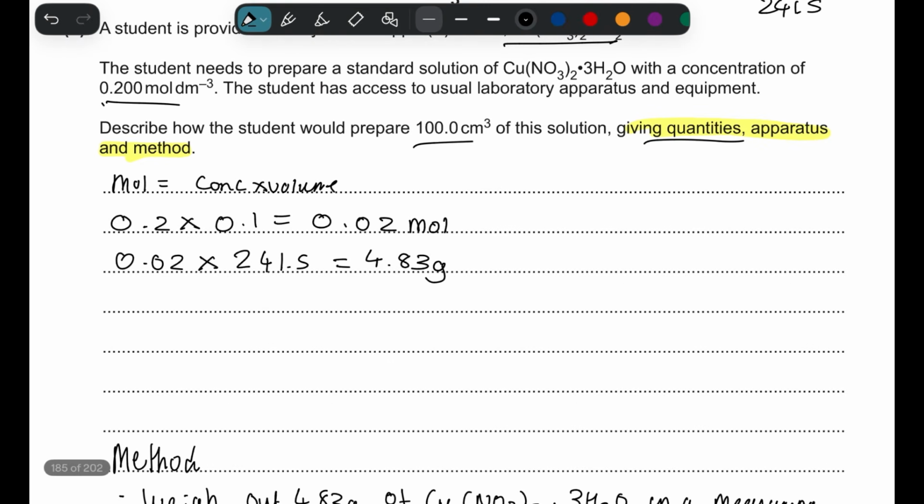Cool. And the reason why we're going to do 2 decimal places is because you'll notice most of the weighing scales we use in school have 2 decimal places. So just leave it at 2 decimal places.